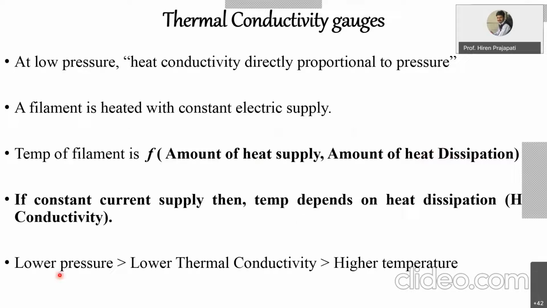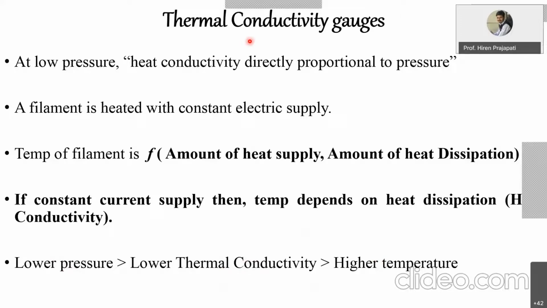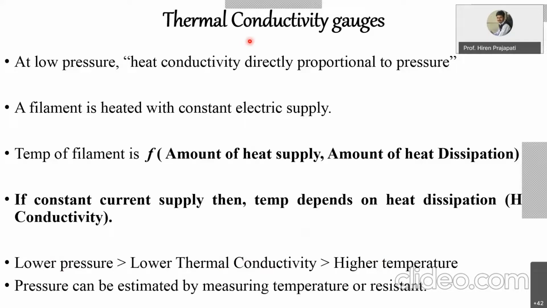So the lower the surrounding pressure of the heated filament, the lower the thermal conductivity, and the higher would be the temperature, because heat dissipation from the filament will be less because of the lower pressure. Based on this hypothesis, this instrument works. Here we are measuring pressure in terms of temperature of the filament. So pressure can be estimated by measuring the temperature or resistance.